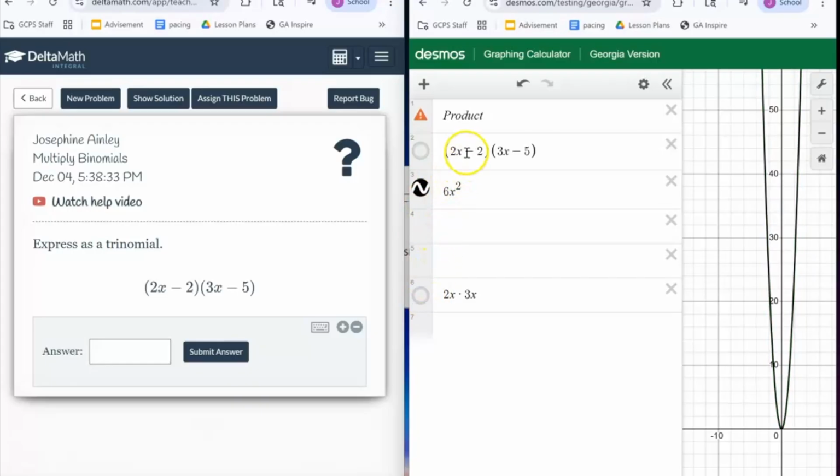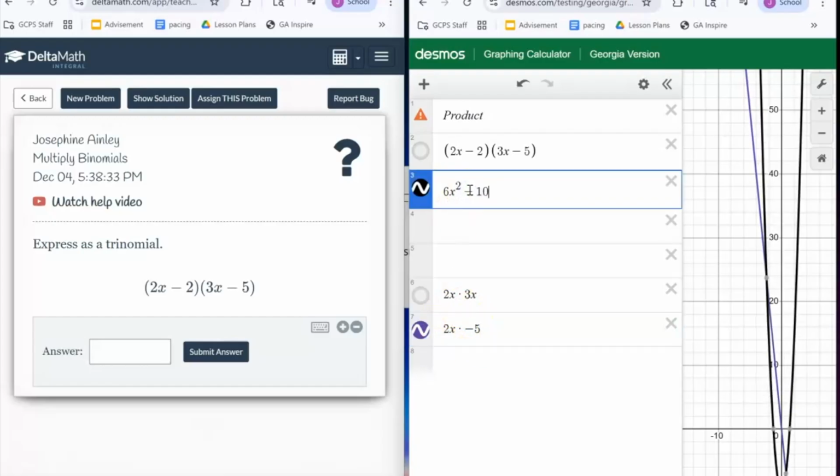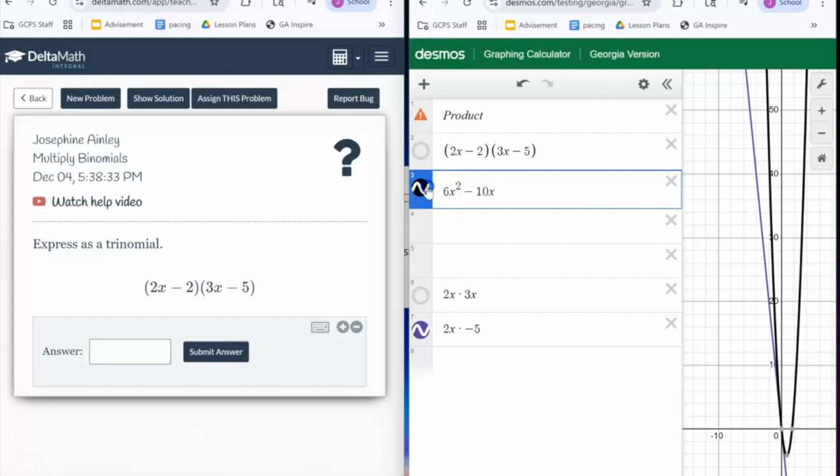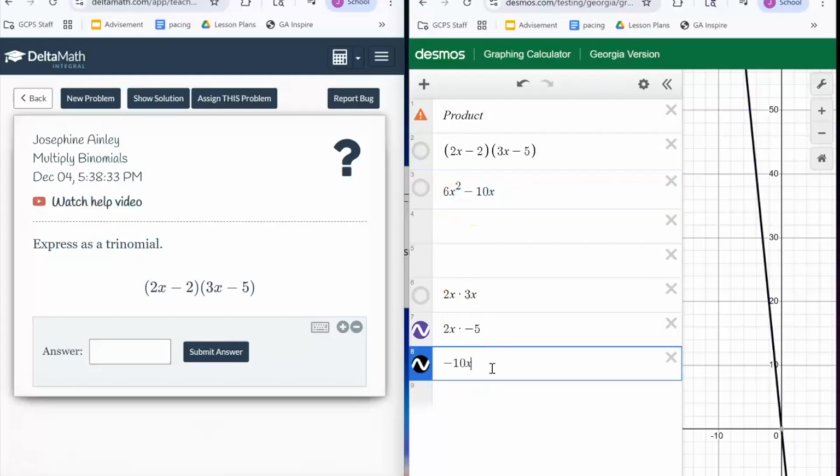Okay. Now my next one, 2x times negative 5. And I think that's going to be 2 times negative 5 is negative 10. So negative 10 and then x. Okay, so I'm going to hide this real quick and say, does this match? Yes, it does. So I did that correctly.